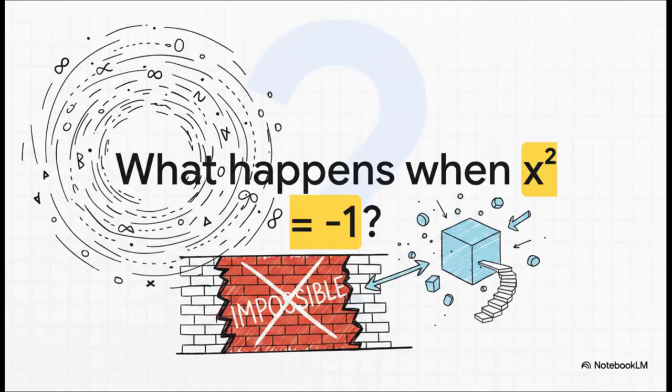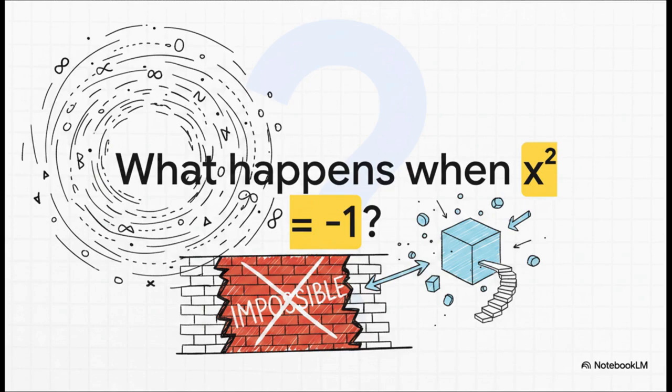All right, level 1, the birth of iota. So, to kick off our game, we have to confront a massive mathematical wall. What actually happens when x squared equals -1? For the longest time, mathematicians just hit a dead end right here. I mean, you know the rule, no real number multiplied by itself can ever give a negative result. It's supposed to be impossible.